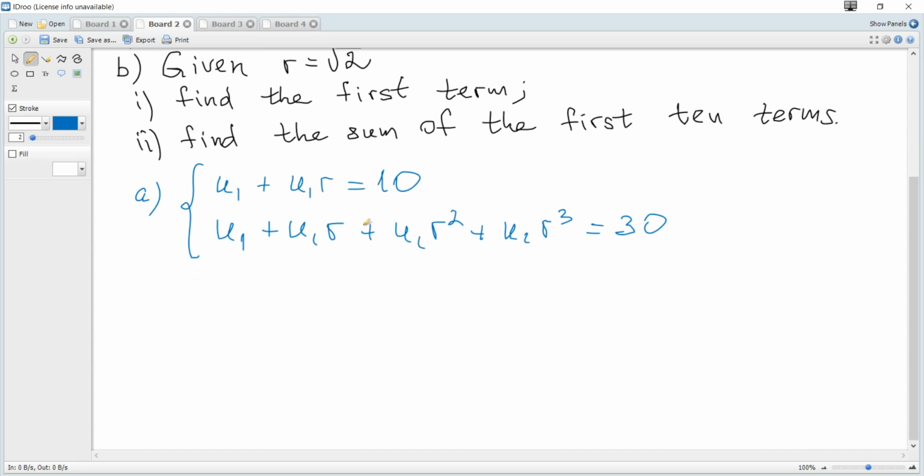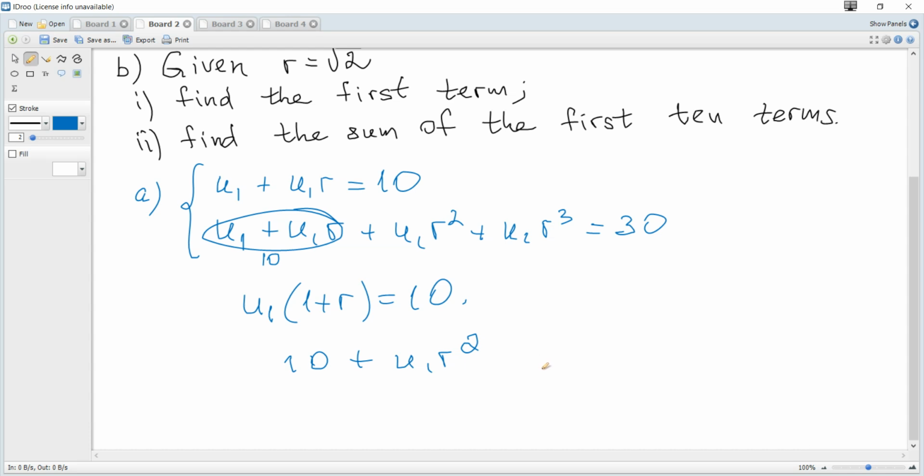And you can notice the next. For the first, U1 times (1 plus R) is 10. And here we can factor out U1 and R squared to get 1 plus R, and it's 30.